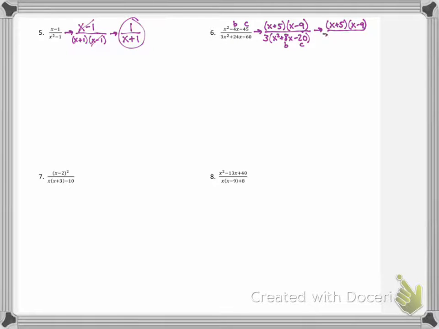So the 3 is going to stay out front. We're going to worry about the trinomial that's left over. Again, what multiplies to negative 20 and adds to 8? Positive 10, negative 2.